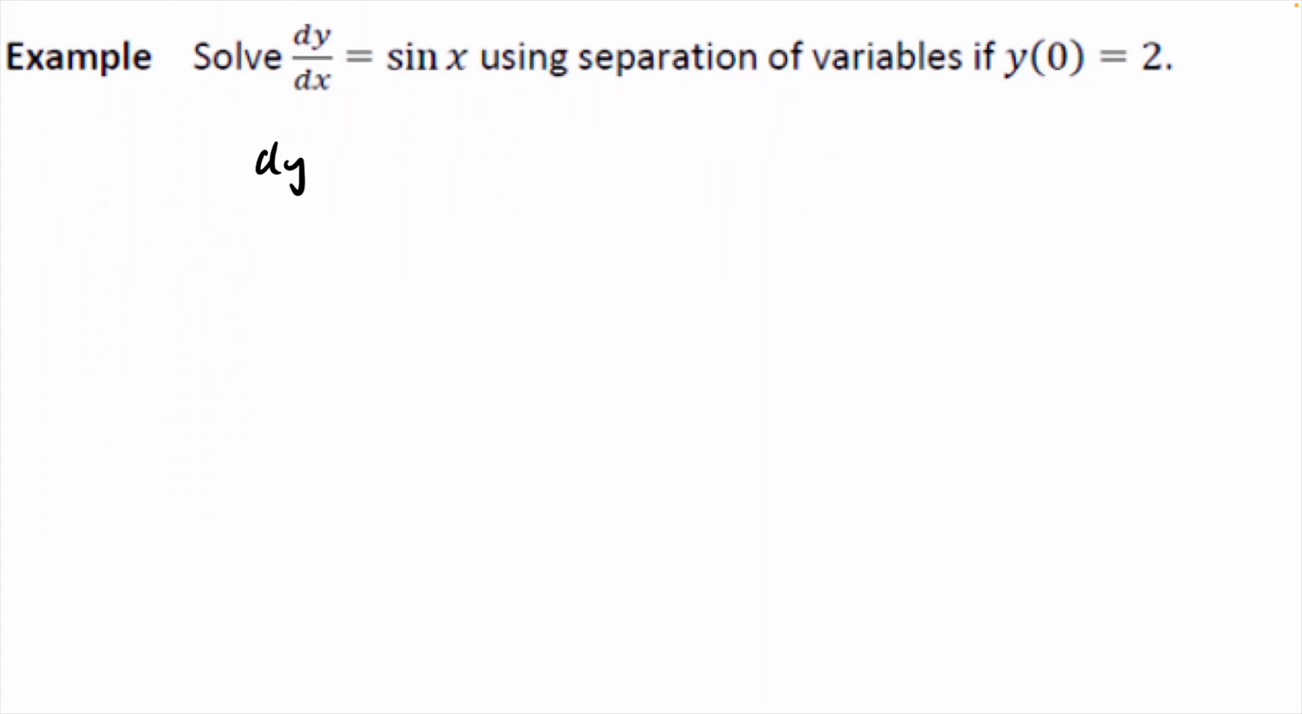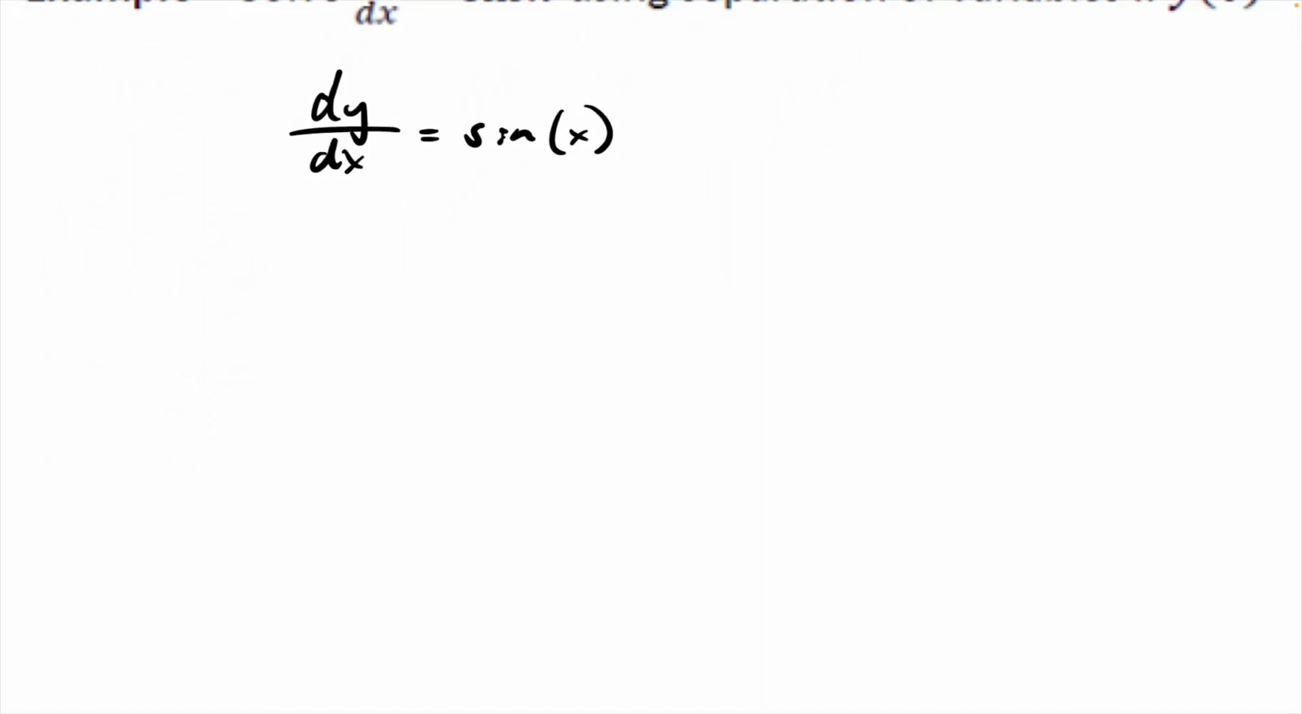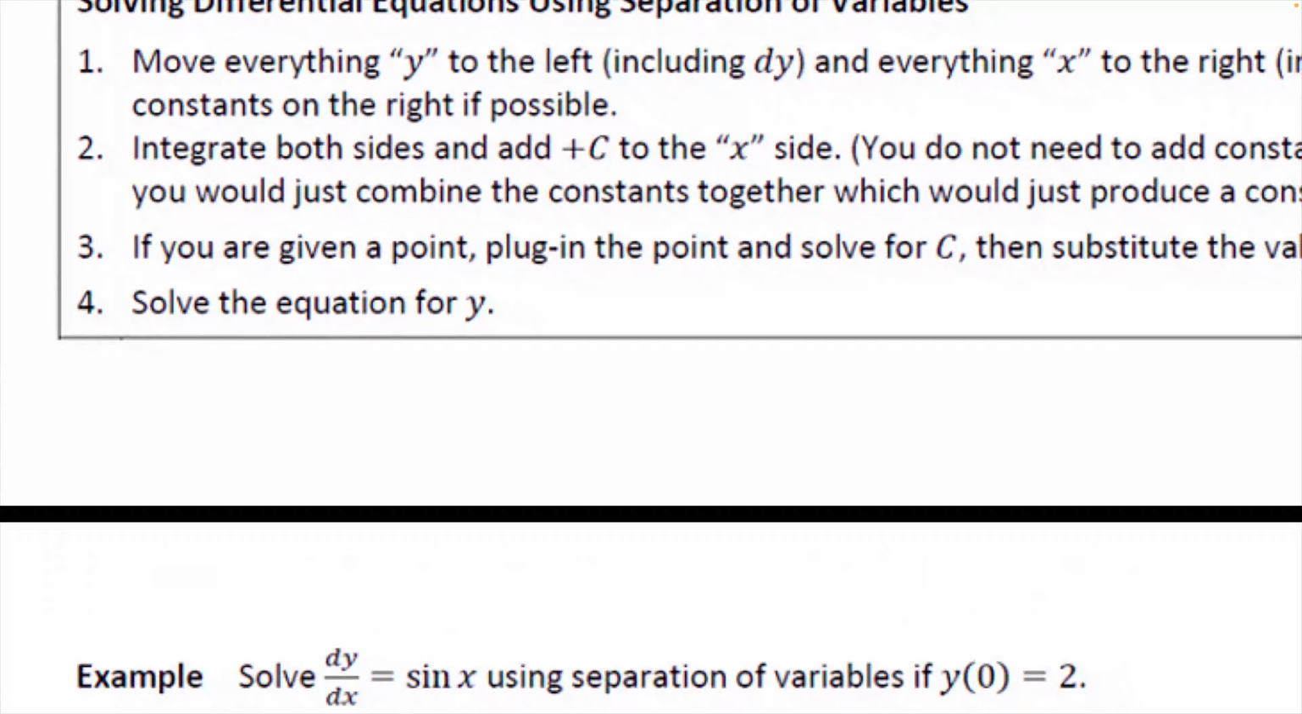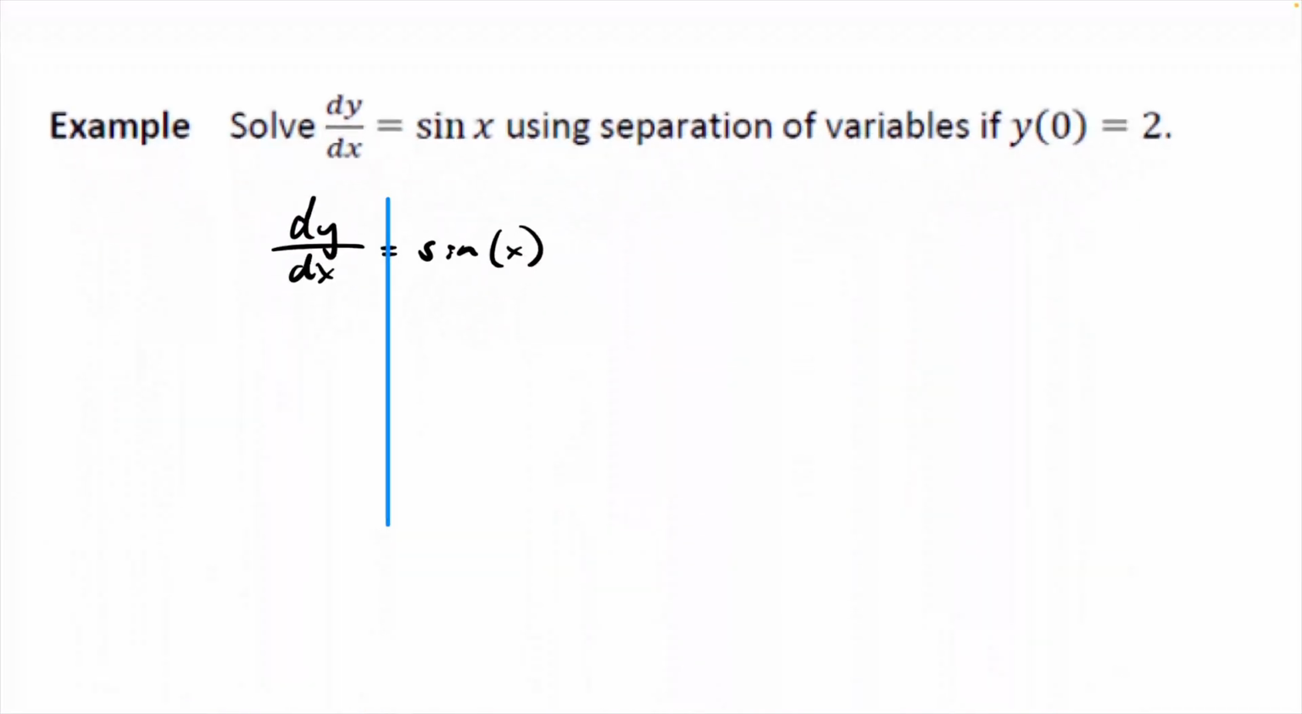So this is the differential equation, dy over dx equals sine of x. You don't have to do this, but I usually put a line in the middle just to differentiate the left side. When I talk about the left side, I'm talking about left of the blue line. When I'm talking about the right side, I'm talking about right of the blue line. The first step was to move everything with a y to the left side, everything with an x to the right side, and leave constants where they are.